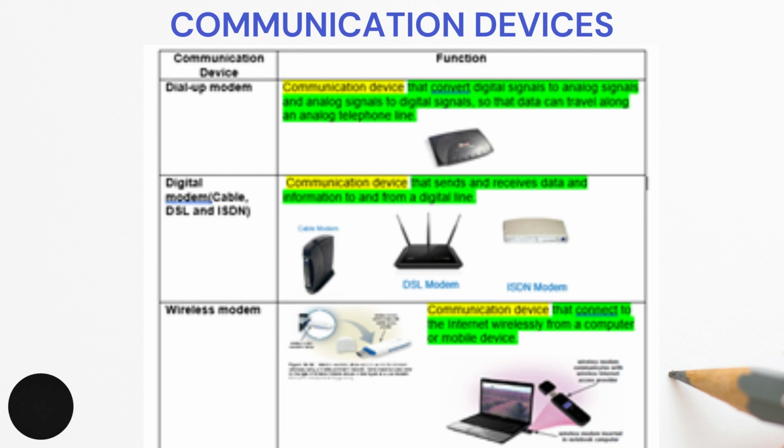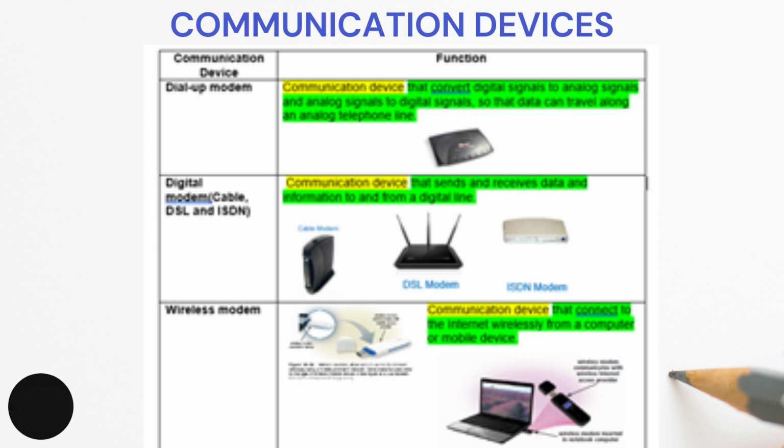When you want to define the communication devices, I would like to emphasize to you all, you have to mention what it is first. So for example, dial-up modem, what is it? It is a communication device. What is a digital modem? It is a digital communication device. What is a wireless modem? It is a communication device. And then what is the function? This is where you are going to differentiate between all these communication devices, by the function.